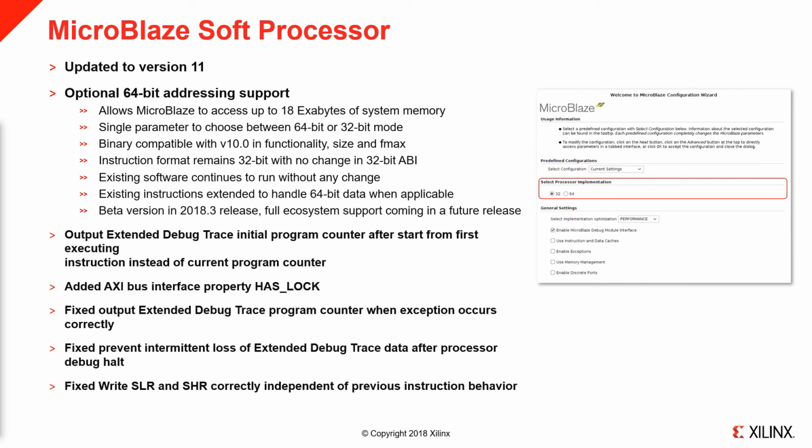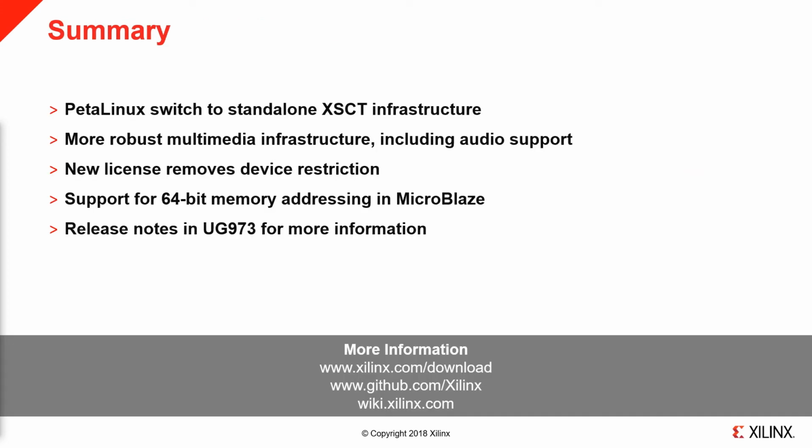This capability is released as a beta feature in 2018.3 with full end-to-end support coming in a future release. In closing, we've covered a number of updates we've made that will directly improve the experience of Xilinx embedded systems designers. PetaLinux has switched to using XSET trim to allow it to be installed independently from Vivado and XSDK. Our multimedia stack has been made more robust, including bringing audio support into the mix. We've updated our default software license to work more natively with permissive software licenses. And finally, we've improved MicroBlaze to support native 64-bit memory addressing.